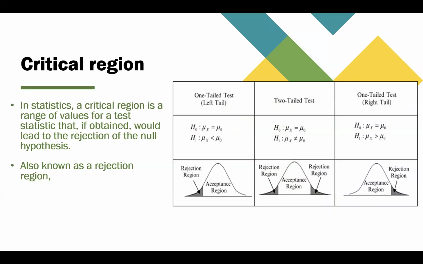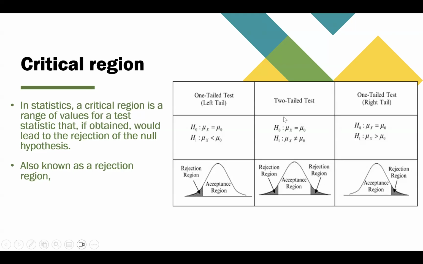In statistics, a critical region is a range of values for a test statistic that, if obtained, would lead to rejection of the null hypothesis. So basically, the critical region is that region where, if our calculated test statistic falls in it, we will reject the null hypothesis. The critical region is also known as the rejection region. So it is the rejection region of the null hypothesis.